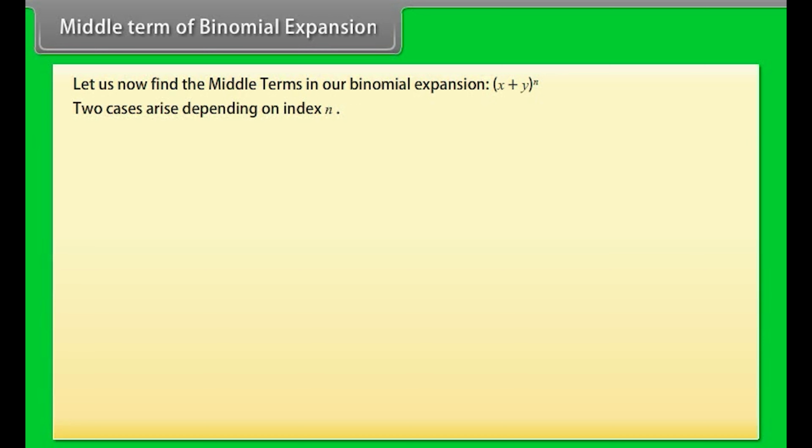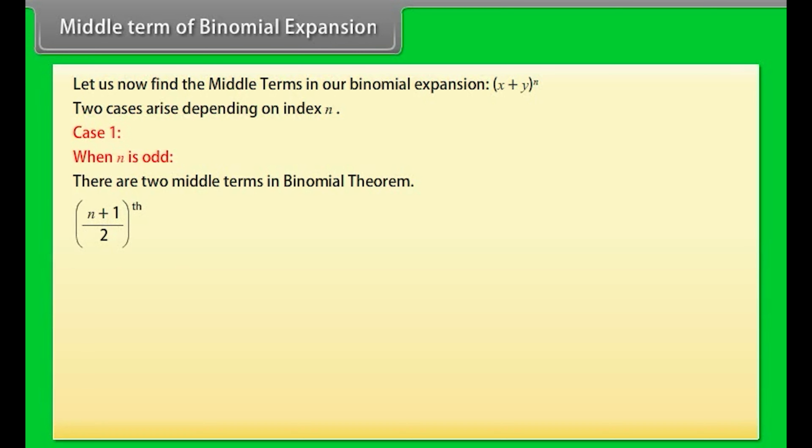Middle term of binomial expansion. Let us now find the middle terms in the binomial expansion (x + y)^n. Two cases arise depending on the index n. Case 1: when n is odd, there are two middle terms in the binomial theorem: the (n+1)/2 th term and the ((n+1)/2 + 1)th term.